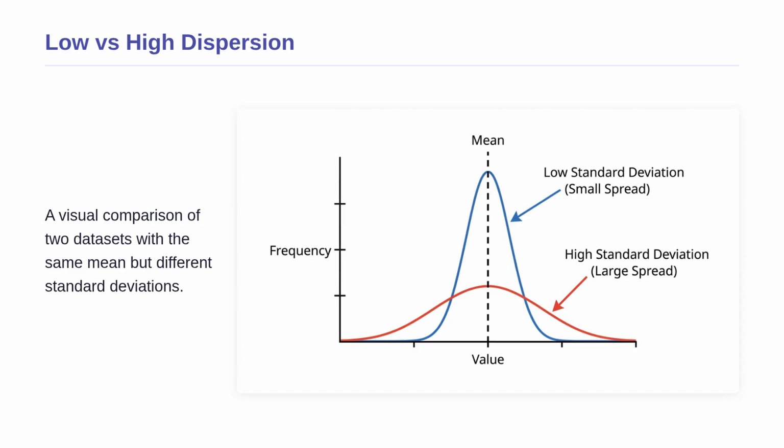Let us look at what this dispersion actually looks like visually. On this graph, the horizontal axis represents the value of our data, and the vertical axis represents how frequently those values occur. Notice the dashed line in the center. Both curves share the exact same mean. However, the tall, narrow blue curve represents data with a low standard deviation. The data points are tightly packed around the center.